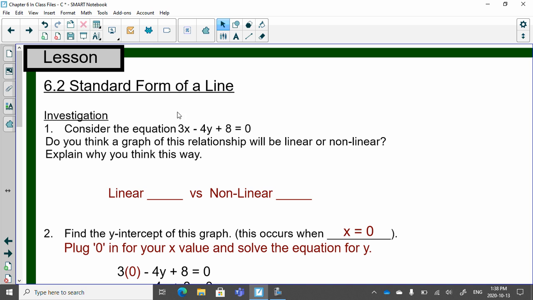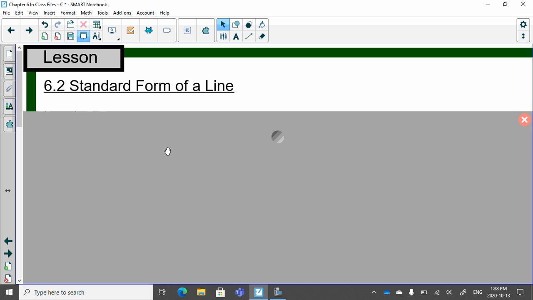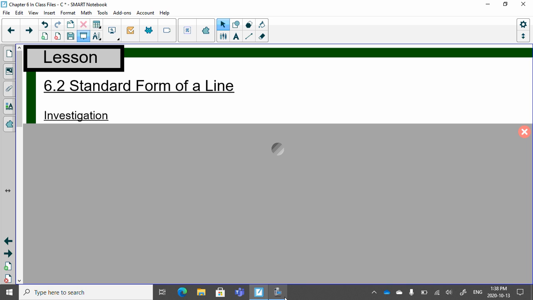This is the first page that you actually have in your notes. So if you can grab this page, it's an investigation. Usually I do that in class, but today we're going to start with this page right here. This investigation is just to get our minds going with the standard form of a line. So you can fill this out and pause the video as we go through here, okay?